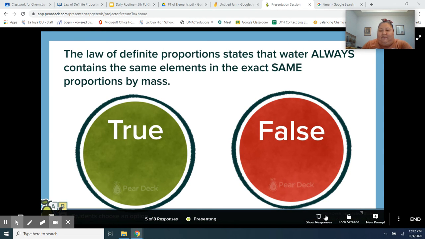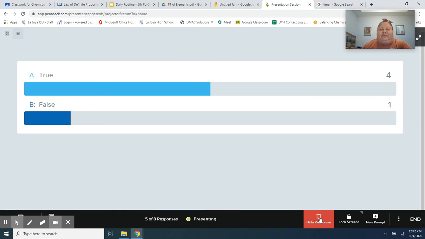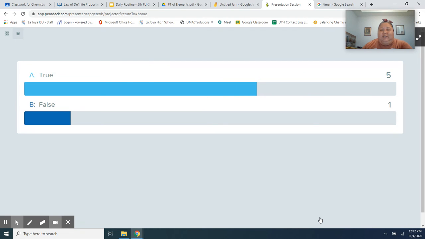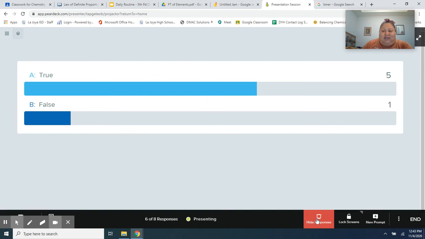All right, I got 5 responses. Let's check it out. 4 people say it's true. 1 person says it's false. Oh, my 4 has gone up to 5. 5 students have said that is a true statement. 1 person says it's false. All right, let's go back.